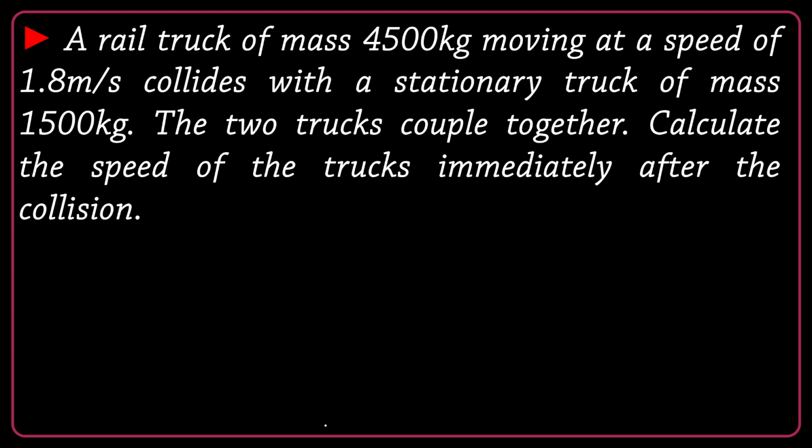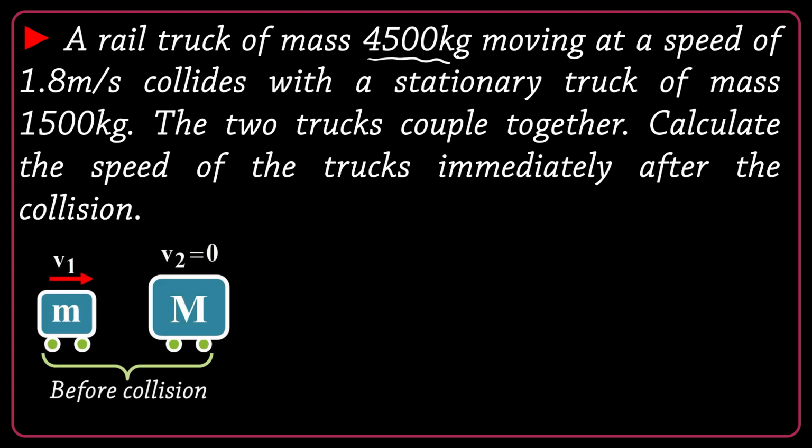Another question. A rail truck of mass 4,500 kilograms moving at a speed of 1.8 meters per second collides with a stationary truck of mass 1,500 kilograms. So before the collision, the second cart is at rest, initially at rest. The first one is moving at a velocity of 1.8 meters per second, let's say to the right.